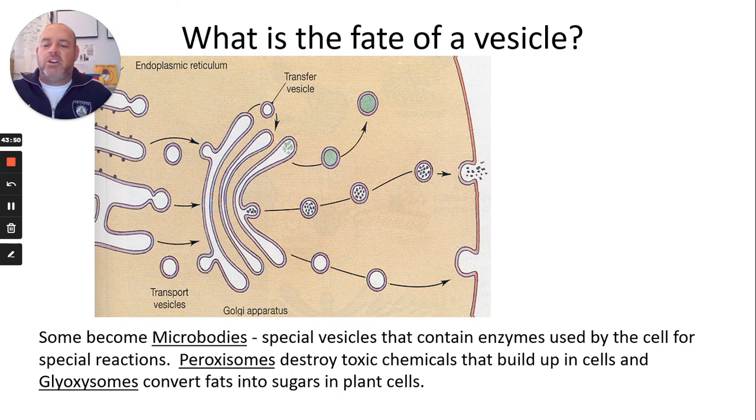And then glyoxysomes, you might notice that gly prefix, which usually indicates sugar. So glyoxysomes convert fats into sugars in plant cells. So a little thing about plants there for you. So four fates of the vesicle. Okay, so cell throw-up, exocytosis, replacing plasma membrane, making lysosomes, and making microbodies. Okay, so four fates of the vesicle there for you.